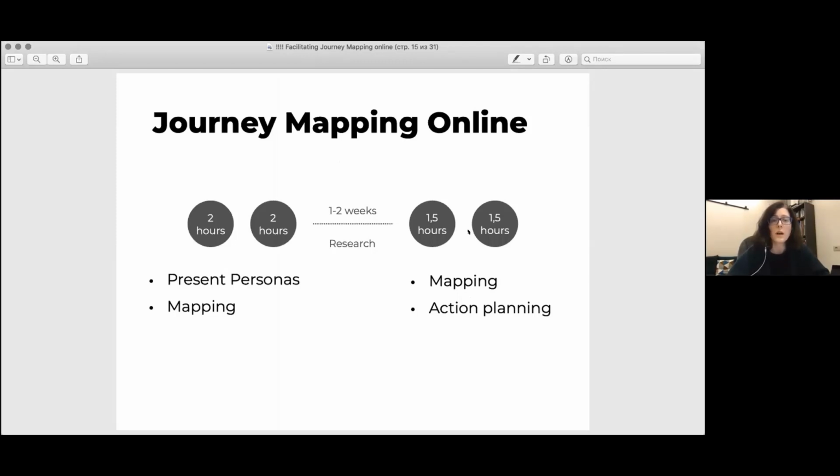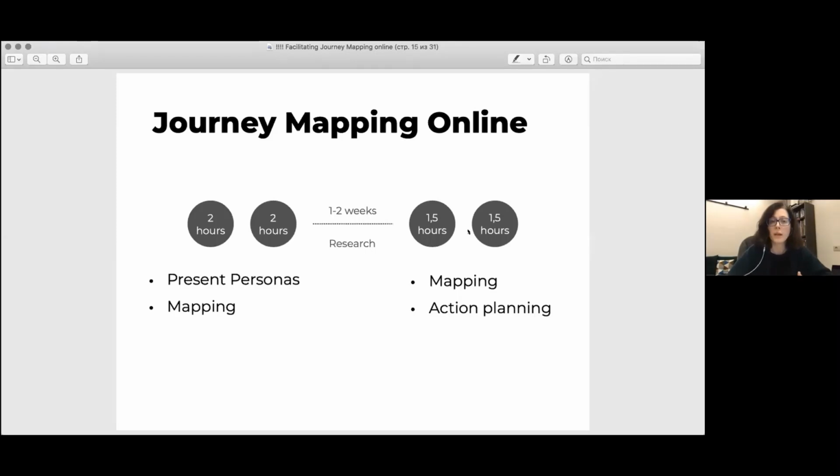So you would have 2 sessions, 2 hours each. You will start with presenting your homework, being personas, so sharing with the participants, hey, those are people we are building our journey for. And it's not very different if you build a journey for customers or employees. Mechanically, it's the same. And then the rest of the time will go into actual mapping.